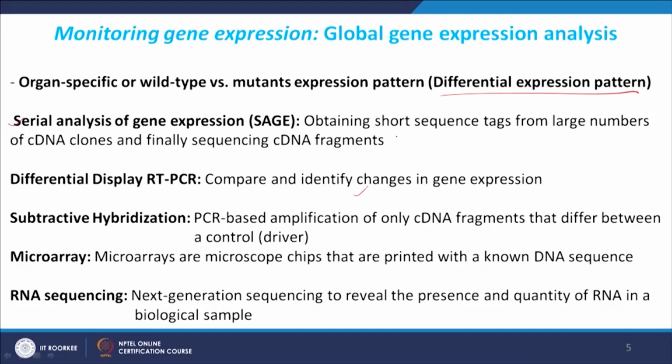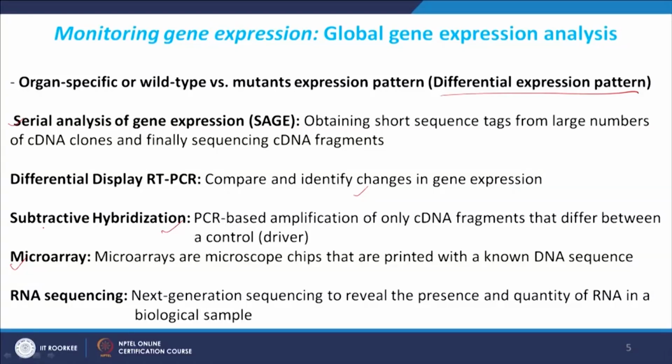Another way of doing this was subtractive hybridization. This was PCR based amplification of only the cDNA fragments that differ between two conditions. Basically here, there were two populations of messenger RNA, you make cDNA, then do the subtraction. After subtraction you isolate only those populations which are differentially expressed, and then you can specifically amplify them and identify them.